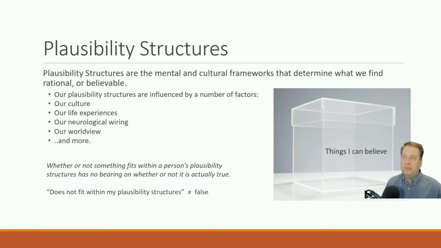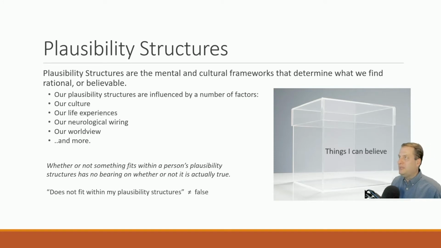Now let's talk about plausibility structures. Plausibility structures are the mental and cultural frameworks that determine what we find rational or believable. In other words, it's kind of like a box in my head. And that box is all of the things that I can believe, okay? If I can't believe something, then I can say it just doesn't fit in the box, all right?